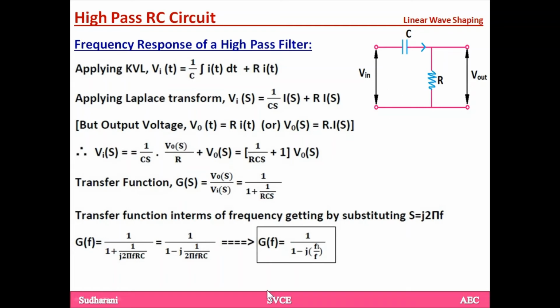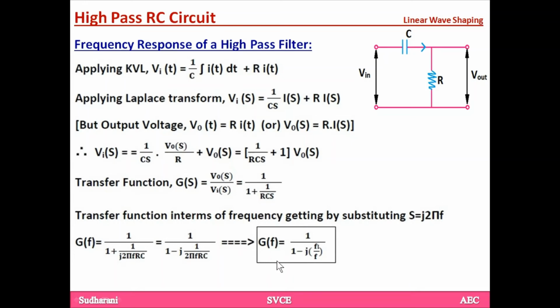So here, what is the fL value? fL is given by 1 by 2πRC. That indicates that the fL value depends purely on the value of resistance and the value of capacitance. Now, using this function we will draw the frequency response, for the magnitude of G(f) and the phase of G(f).